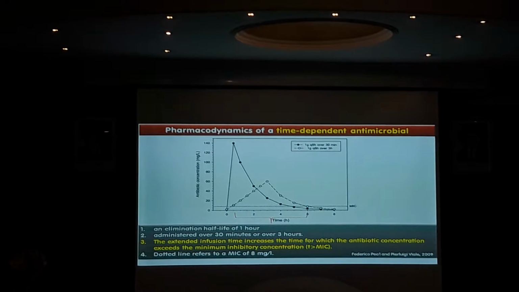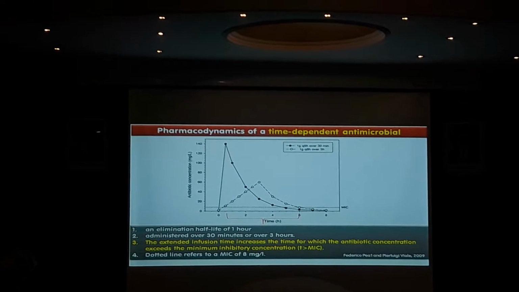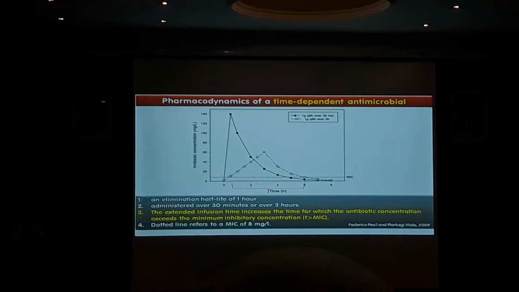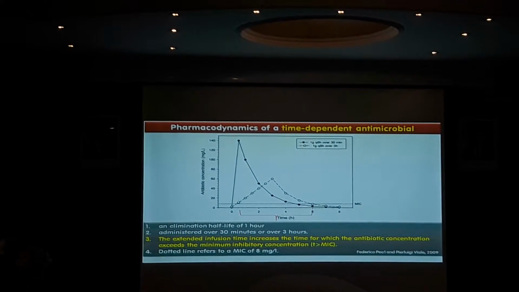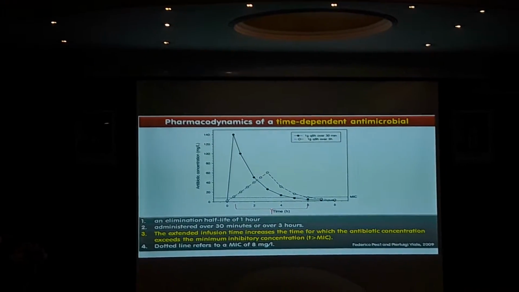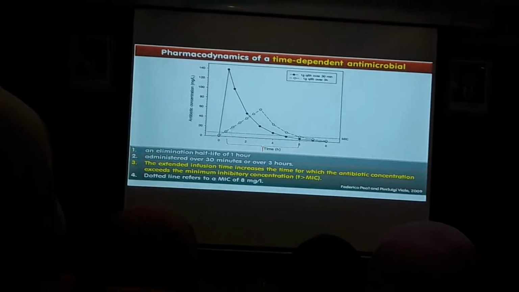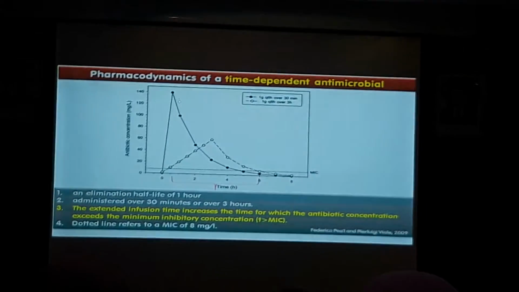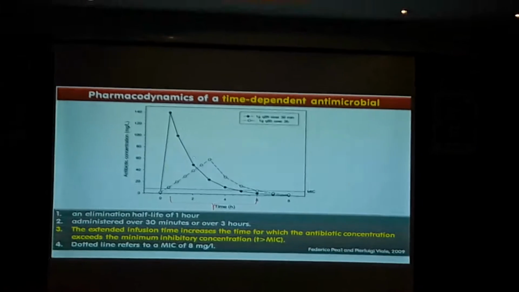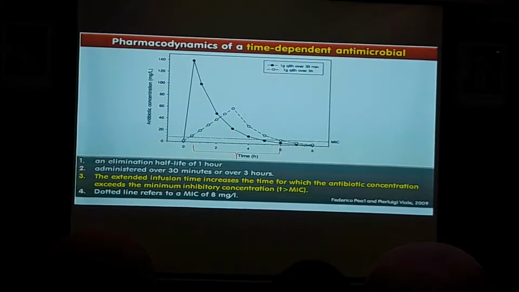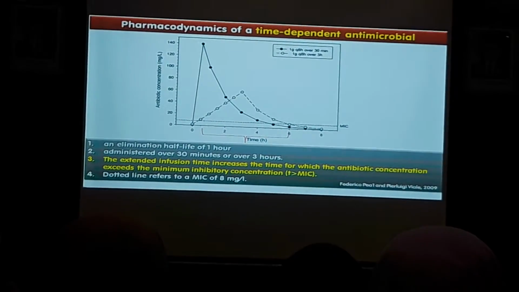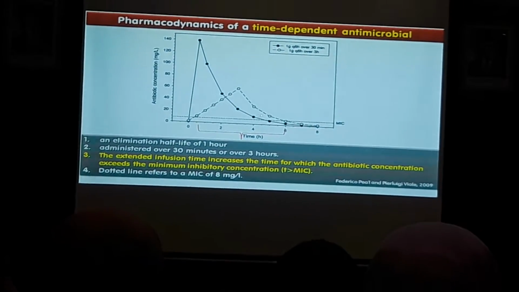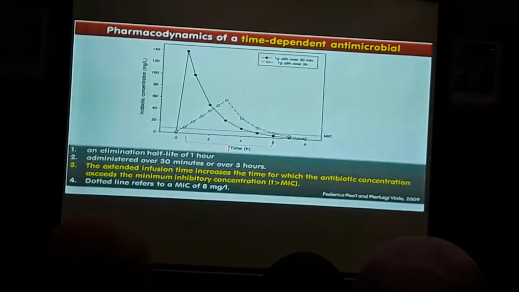What about the beta-lactams? Beta-lactams should be given such that you convince yourself the concentration above MIC is longer, compared to this, 1 gram every 8 hours over 30 minutes, and this one, 1 gram every 8 hours. You see here, the longer the time above MIC, the better the outcome.